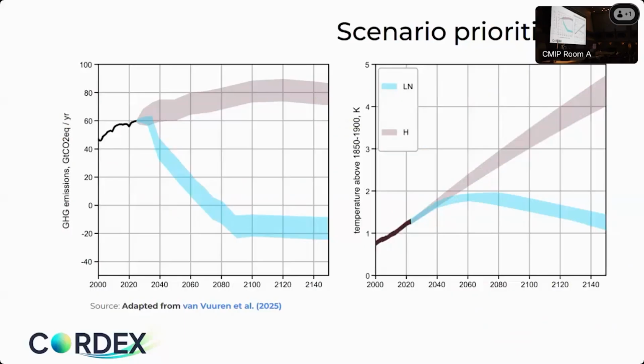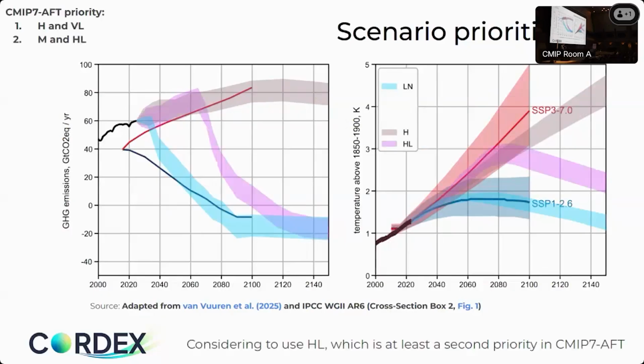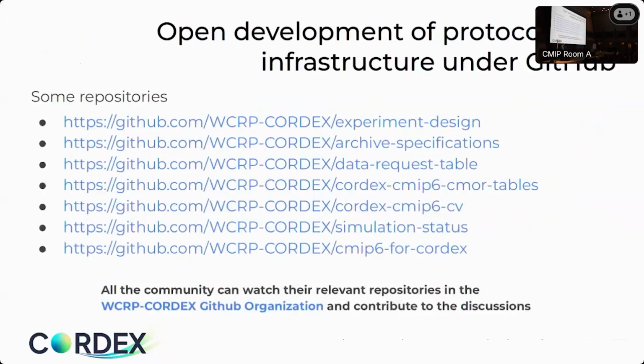they are called now. This is quite consistent with what we had in CORDEX CMIP6, which is SSP3-7.0 and 1-2.6. But the low to negative will not be available, so we are considering now to use the HL, the high to low scenario for this CORDEX CMIP7 AFT.